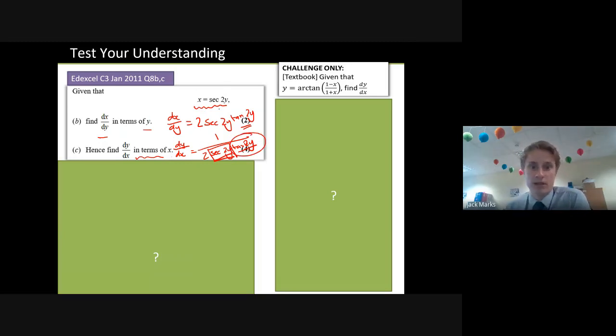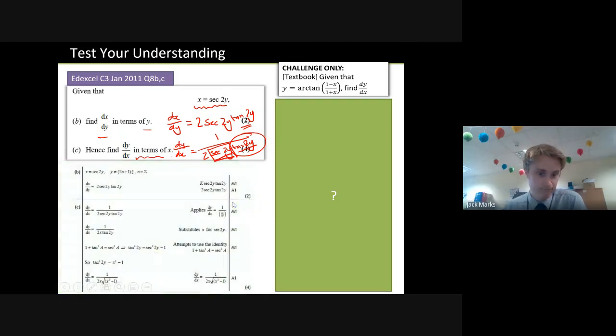So what links sec and tan together? It's that identity again, isn't it? So the answer is going to feature something about x squared. So we talked about this line here. You change the sec 2y to an x. How do you change tan 2y? So we use this identity here. Okay, and you should find that tan squared 2y equals x squared minus 1.